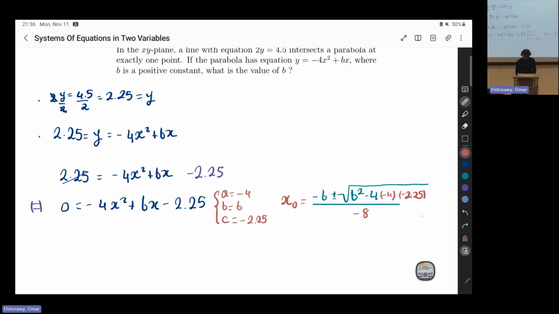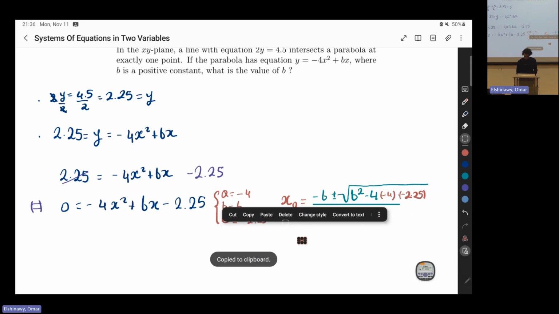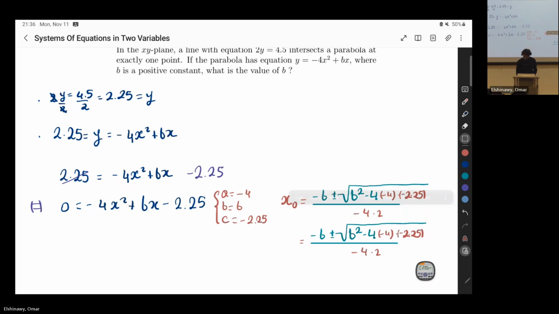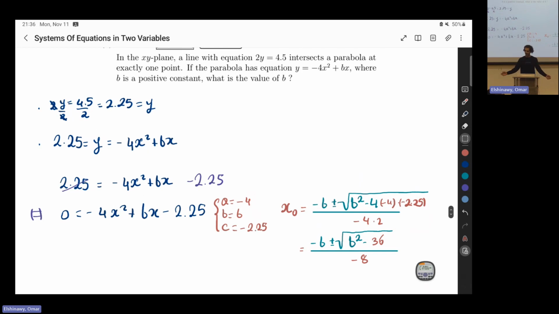Maybe I should leave it as this and then below it I write the following. Here I get minus 36, right? And below I get divided by 8. B should be 6. Why should B be 6? We said that one solution means it's going to be 0. Exactly.